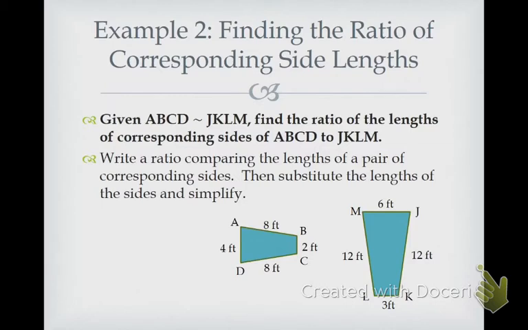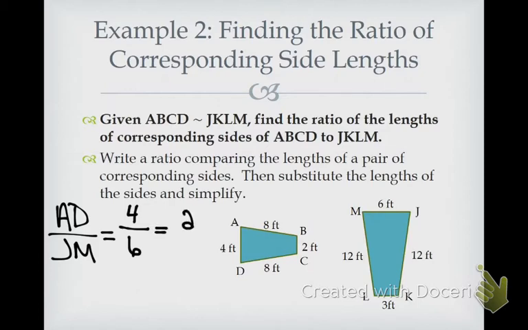So she said AD and JM. Does everybody agree that those are corresponding? They're the first and last in each figure. So AD and JM. Now I'm going to write the values. What is the value for AD? 4. What is the value for JM? 6. Okay, and when we reduce that to simplest form, what would it be?